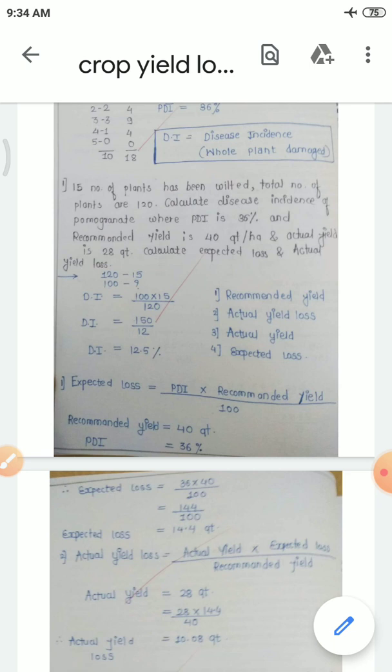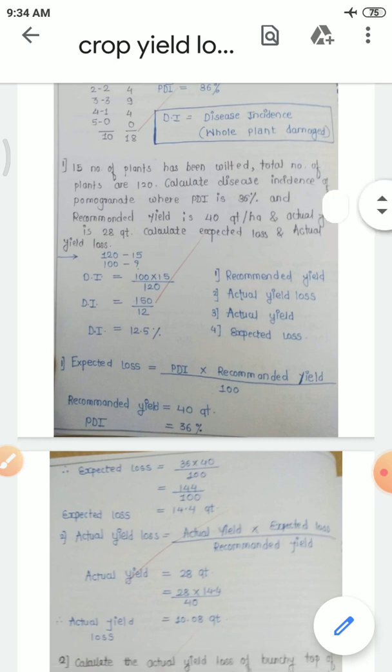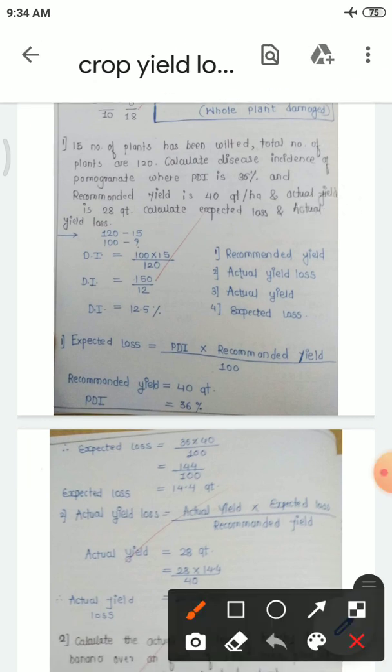So we have to put the values in that. The expected loss, the formula is given: expected loss is equal to PDI, that is 36, into recommended yield, that is 40, divided by 100. So we calculate and get the value of expected loss, that is 14.4 quintals.